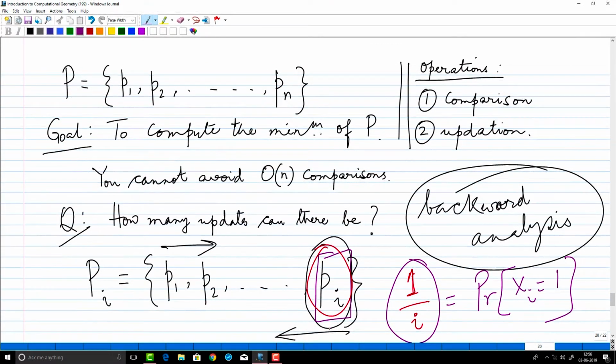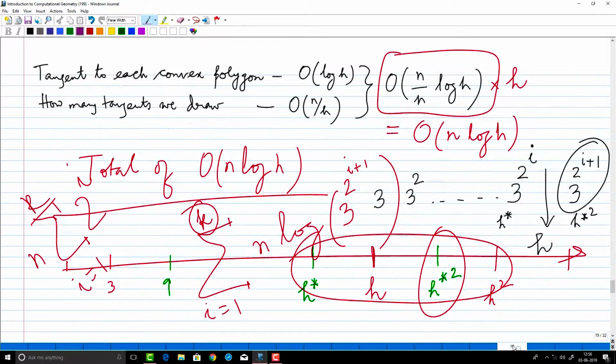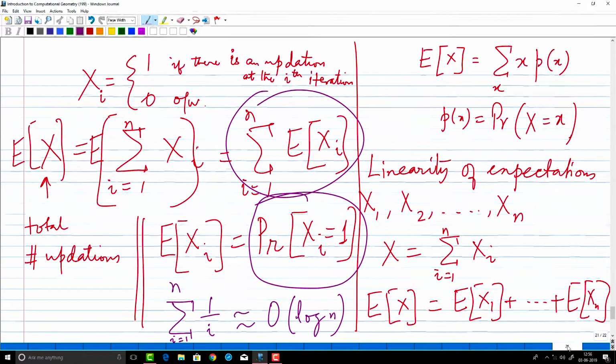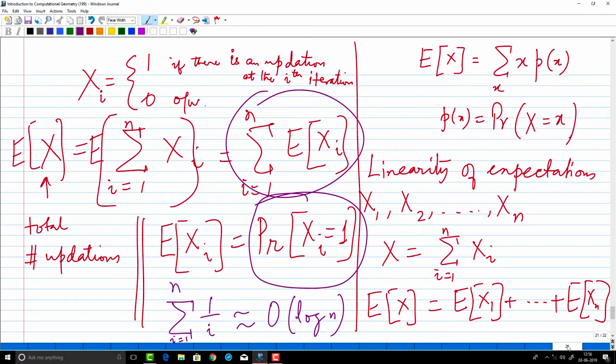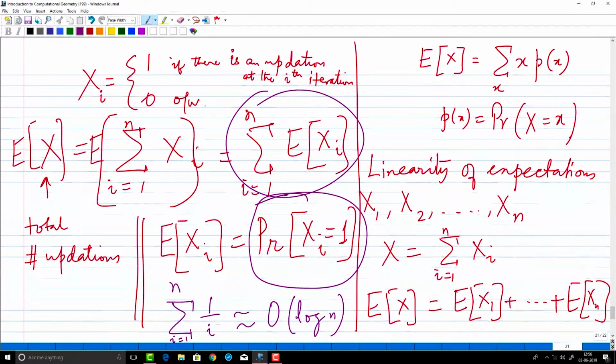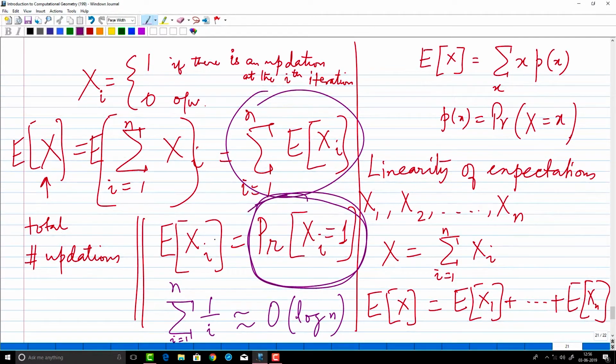I increase i. Now, you understand that as you increase the size, your probability of updation is going down. That is the observation that you have: that x i equals 1 has probability basically 1 by i. So, think of this quantity.